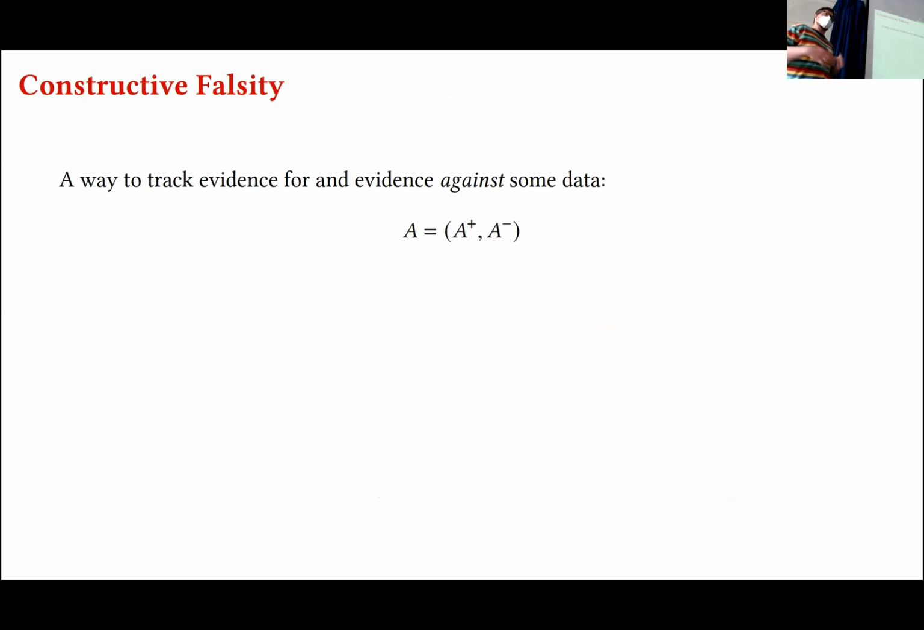So how are we going to formally do this in the system? We're going to have to track evidence for and evidence against membership in our inductive data types. The way we're going to do this is by interpreting each inductive data type as a pair of things. One is reasons that something is in this type, and the other is reasons it isn't, or evidence for and evidence against.